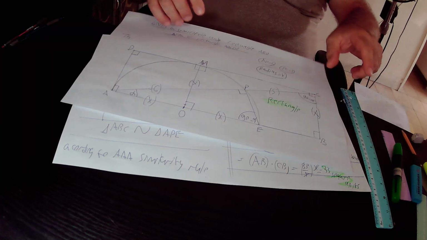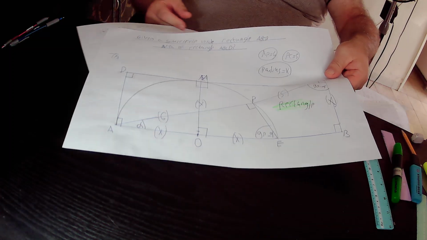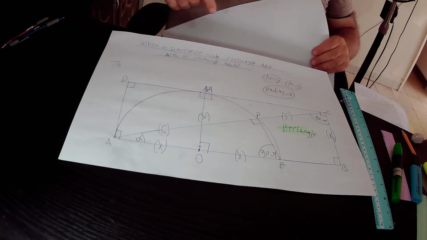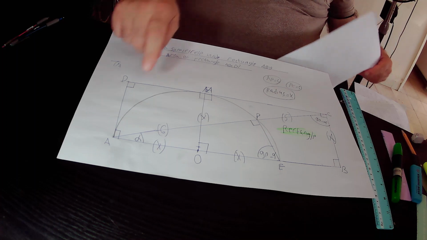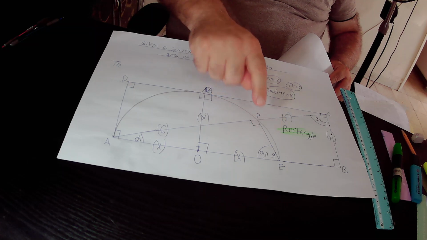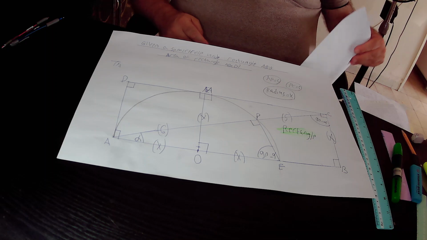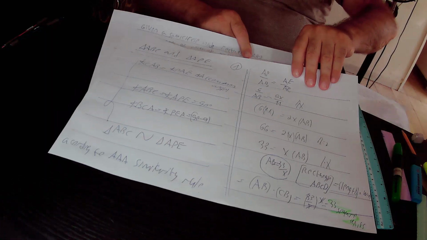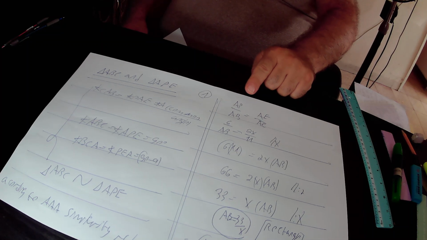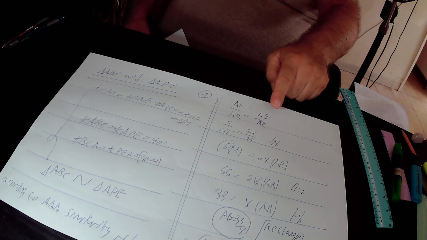And from the fact that those two right triangles are similar to each other, we will derive that the following relationship exists between their sides. We will derive that side AP of triangle APE over side AB of triangle ABC is equal to side AE of triangle APE over side AC of triangle ABC.